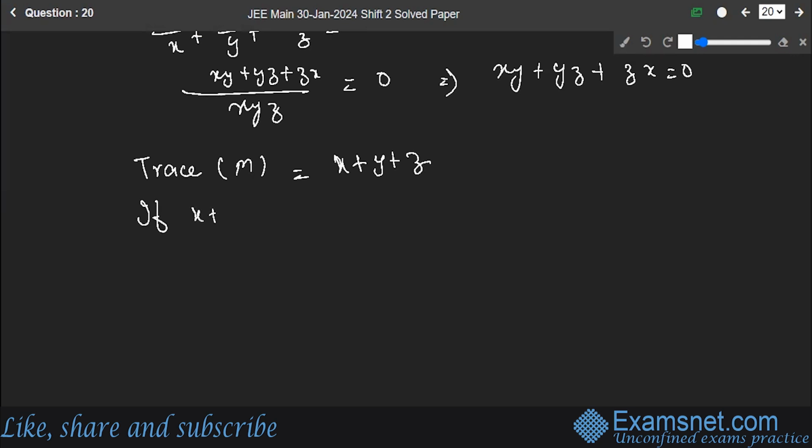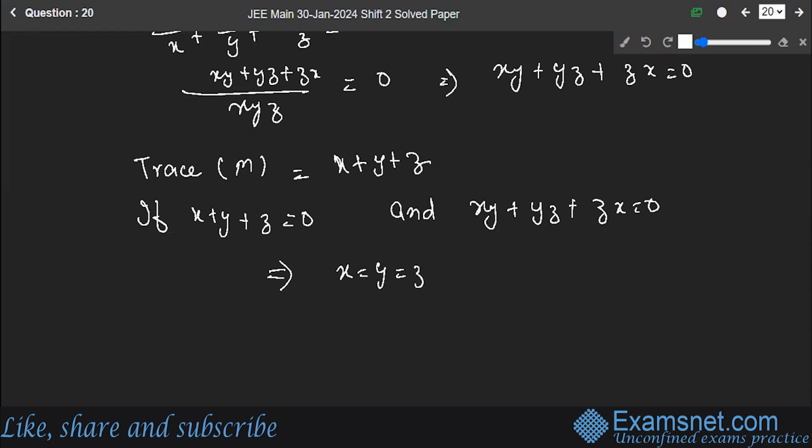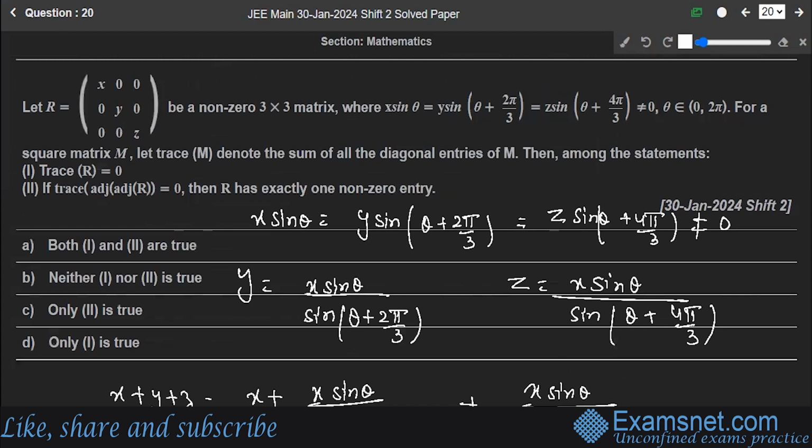If I'm taking x plus y plus z is equal to 0 and xy, yz and zx is equal to 0, this only implies that x is equal to y is equal to z is equal to 0, which is not given over here. It's given that this is not equal to 0. This is a non-zero matrix. It's given over here. That means the first statement is incorrect.